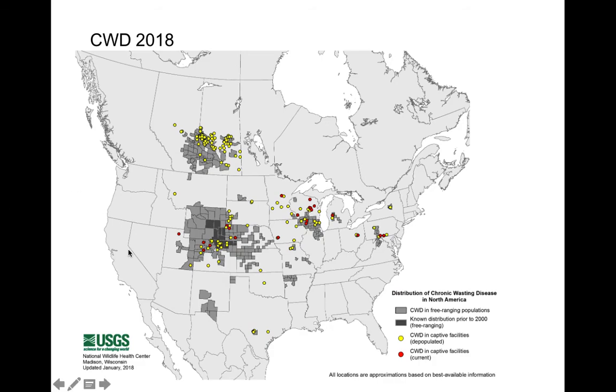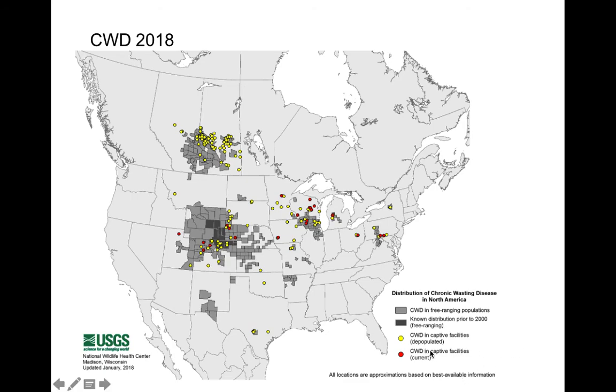So this was 2 years ago, you guys, distribution of chronic wasting disease here. So the red dots are chronic wasting disease in captive facilities. So those are those game farms. So yellow is chronic wasting disease in captive facilities, game farms that have been depopulated. So the same thing like with scrapie, you go in and you just kill everything when one animal's identified.